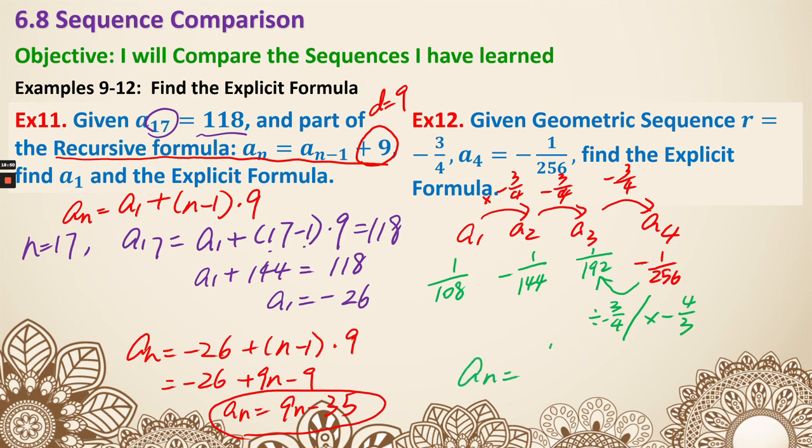A sub n equals 1 over 108 times, remember to use the original r, which is negative 3/4, so negative 3/4 to the n minus 1 power. That is example 12, and that is everything for 6.8.